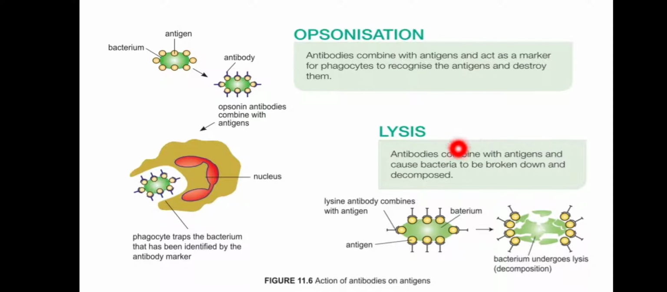Seterusnya adalah lysis. So kalau lysis kita tahu sudah, dia punya keyword lysis adalah breakdown, pecah. So antibodies combine with antigen and cause bacteria to be broken down and decompose. Di sini, this is lysine antibody. Dia combine with the antigen. Yang hijau ni bacterium, yang kuning-kuning itu adalah antigen on the surface of the bacterium. So antibody dia combine terus kepada antigen tersebut dan itu akan menyebabkan bakteria itu broken down. Dia undergo lysis lah, decomposition. So itu adalah actions of antibodies on antigens.